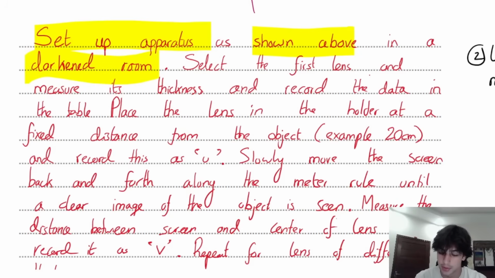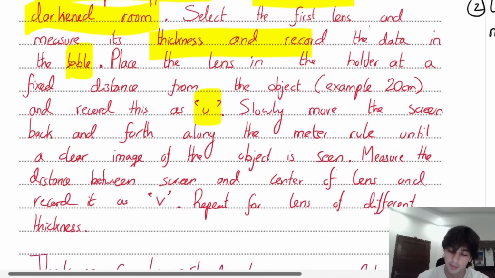Select the first lens, measure thickness, and record data on a table. Now this is important because we have to draw a table as well. This always comes up. Place the lens in the holder at a fixed distance from the object and label this as U. Now, whenever you're given distances like U and V, or some variables that you're given just by the alphabet, mention them like that.